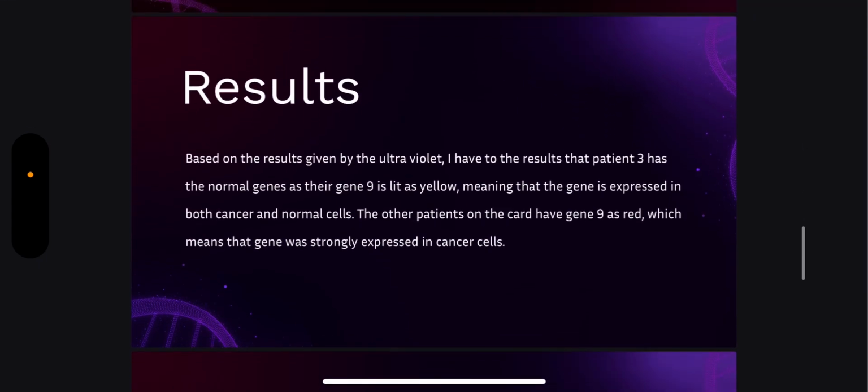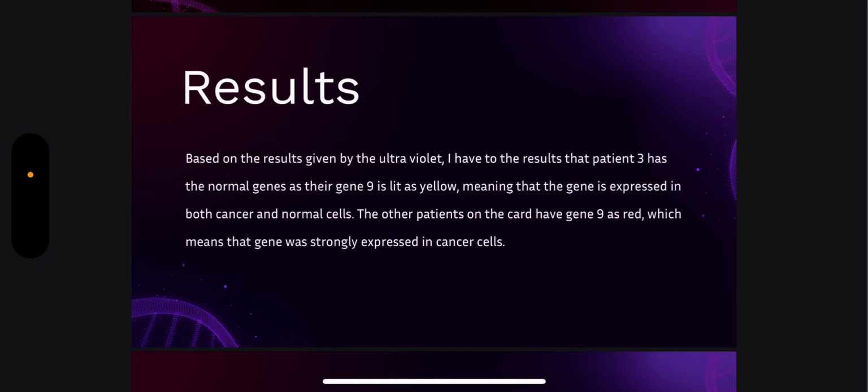And for our results, we have that patient 3 has the normal genes as their gene 9 is lit as yellow. Yellow means that the patient has expressed both normal cells as well as cancerous cells, meaning that they're at risk for a mutation, which we would need to look further into. And the other color is red. Red means that they're strongly expressed as just cancerous cells. And then we also have green, which is just normal cells expressed within the cell.